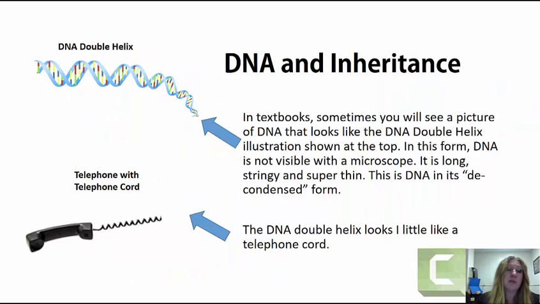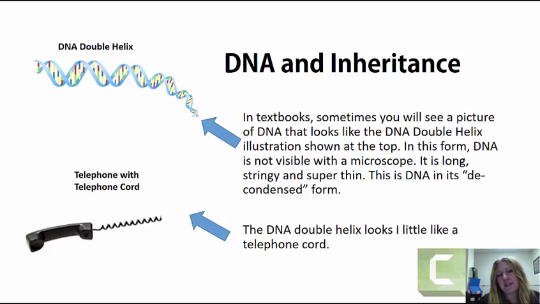Usually when we look at textbooks, we will see this familiar DNA double helix formation of DNA, which basically looks like a ladder that has just been twisted and twisted. Now, most of the time, your DNA is in a very long, stringy, stretched out form, and it's actually so thin that it is invisible even under a microscope. So this DNA is called the decondensed form.